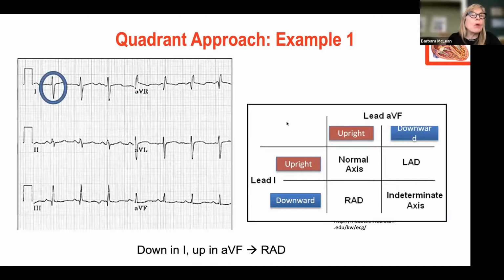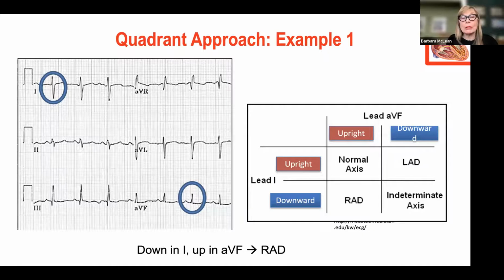Now we're going to look at lead 1 and aVF here. Lead 1 is predominantly downward, so that means the current is going away. Current is not coming to the left. It's actually deviating and going somewhere else, which is what you're trying to figure out. And it's upright in aVF. So downward in 1 and upright in aVF means this is a right axis.